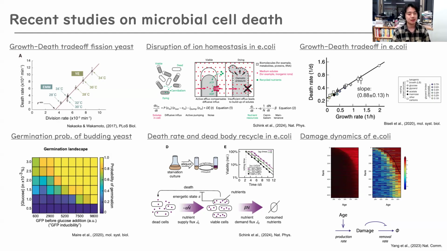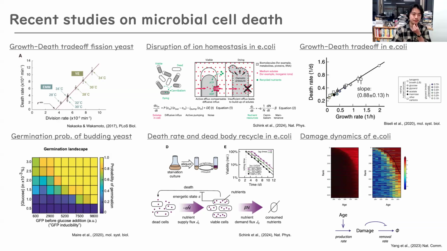And in this decade, we have many interesting single-cell level measurements of cell death. For instance, this is yeast, this is E. coli. There is a trade-off between growth and death, and it is carefully measured what happened under starvation conditions, and what is related to the probability of regrowth after the starvation.